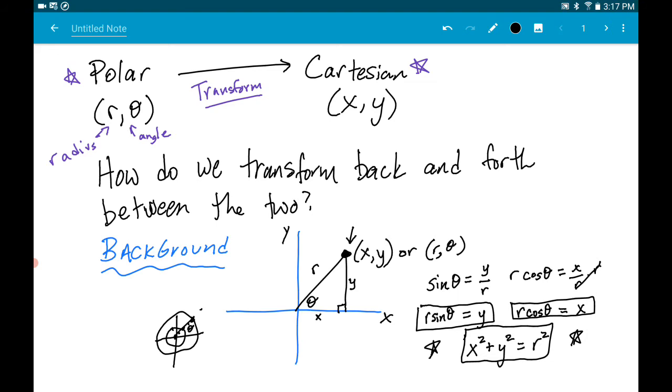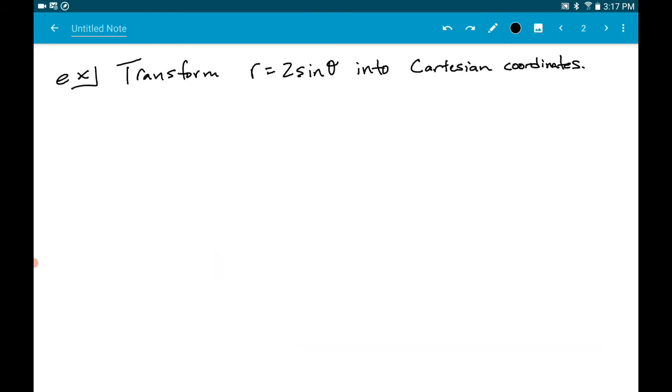So I'd like to do a couple examples. Here's how the questions are going to be phrased. We have r equals 2 sine theta, and we want to transform it into Cartesian. And what that means is our goal needs to have x's and y's. That's what it means to be Cartesian.